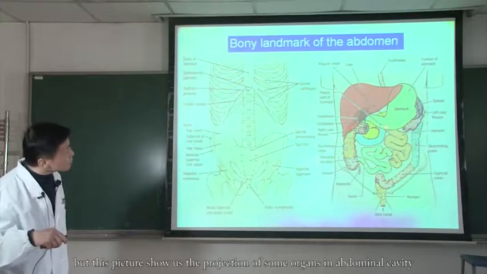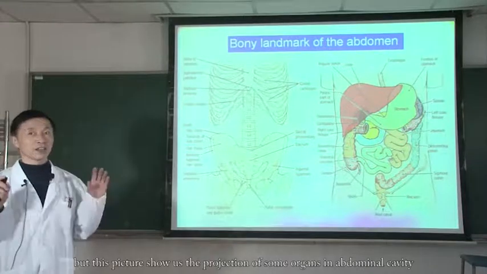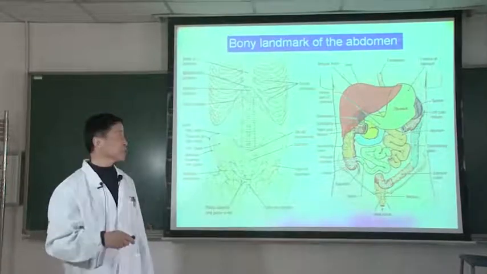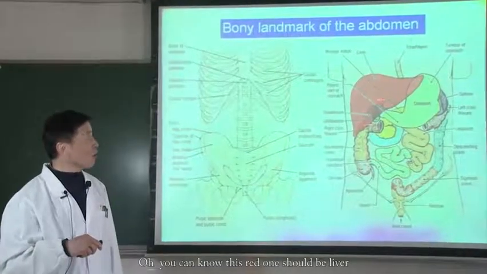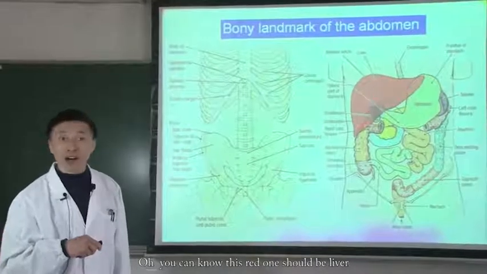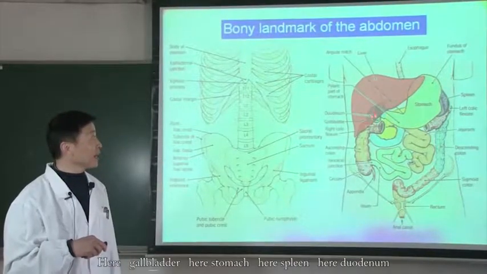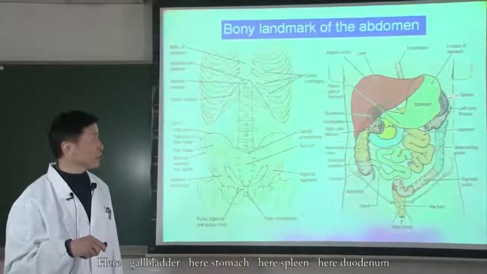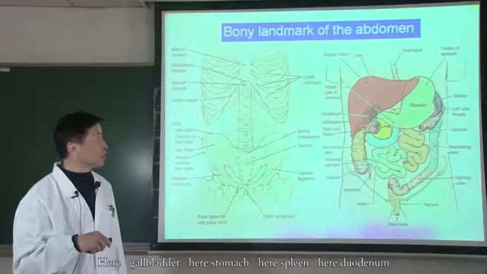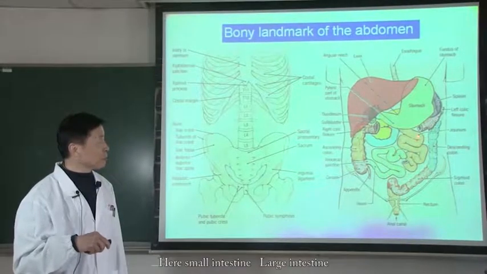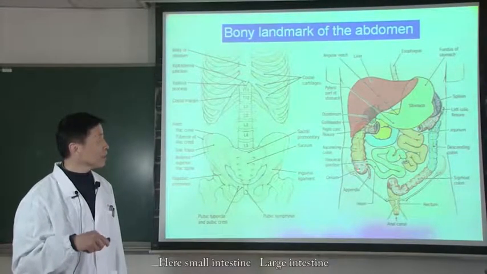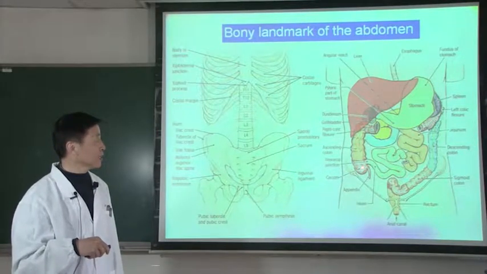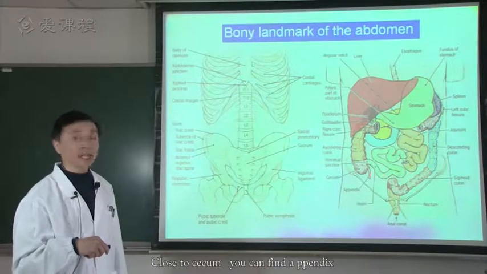This picture shows us the projection of some organs in the abdominal cavity. The red one should be the liver. Here, the gallbladder. Here, the stomach. Here, the spleen. Here, the duodenum. Here, the small intestine and large intestine. Here is the beginning part of the large intestine, the cecum. Close to the cecum, you can find the appendix.